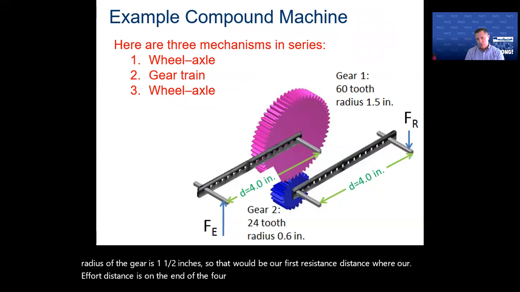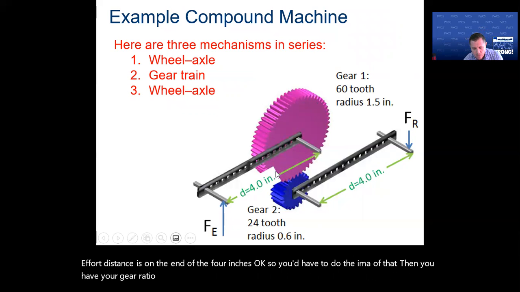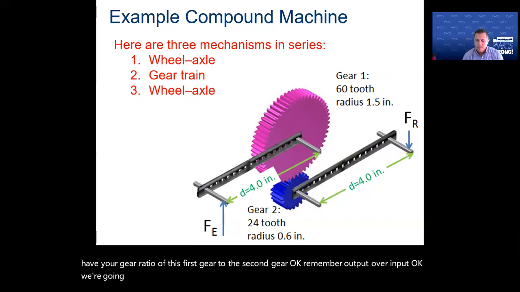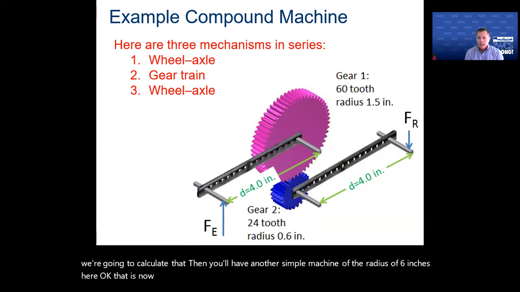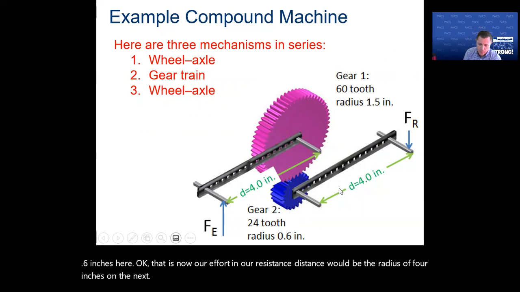So you'd have to do the IMA of that. Then you have your gear ratio of this first gear to the second gear. Remember, output over input, and we're going to have to calculate that. Then you'll have another simple machine with a radius of 0.6 inches here. That is now our effort, and our resistance distance would be the radius of 4 inches on the next arm. So let's go through and see about the calculation.